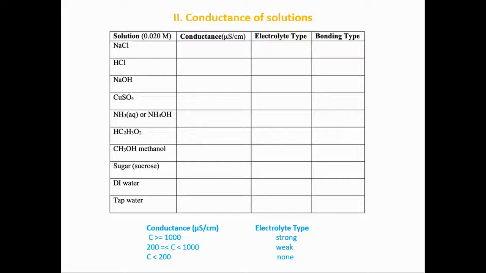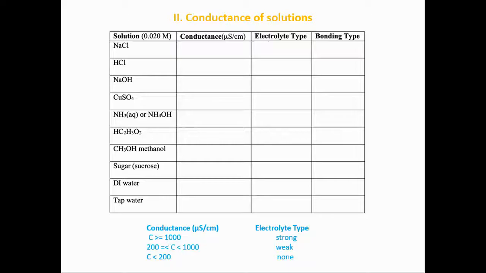You will then determine the bonding type. An ionic bond donates an electron to the other atom participating in the bond. Electrons in a covalent bond are shared equally between the atoms. The measurement of the current on the digital display will jump around. Record the integer number that you feel most confident in.